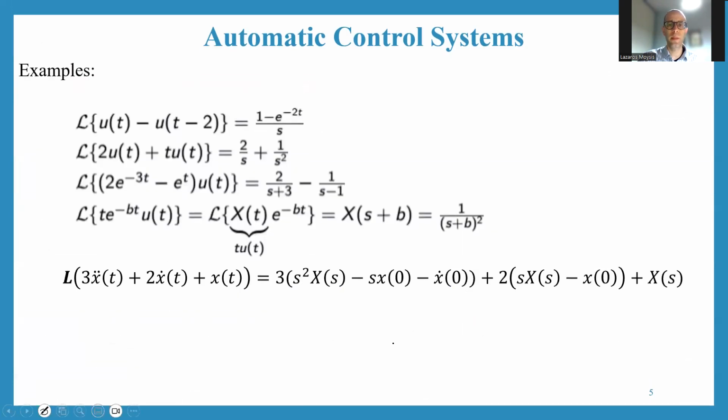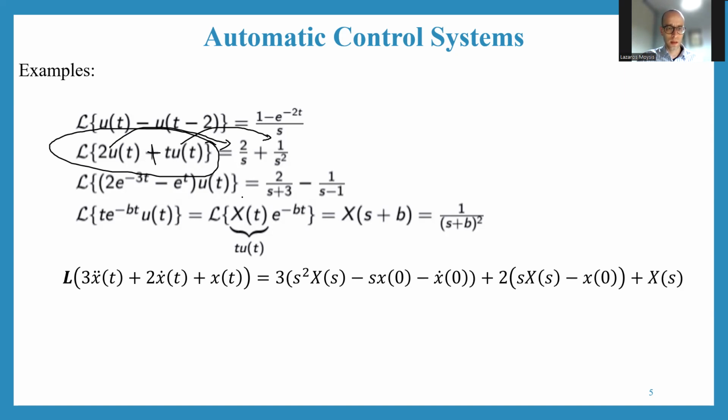So let's see some very basic examples right here. So let's talk about this one. It's the Laplace transform of a summation. So it's going to be the summation of the individual Laplace transforms. 2 times the step input is 2 over s, plus the ramp input, which is t times the step function, is 1 over s squared, right? So simple as that. Let's see another example.